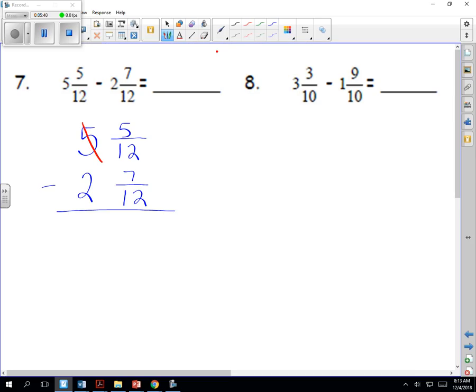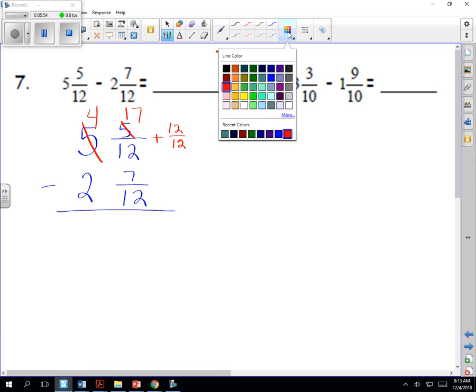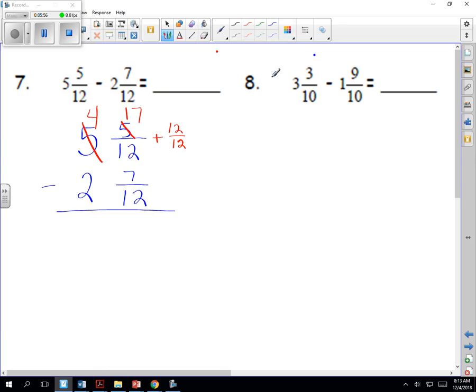We're going to borrow from the 5 and make that a 4. And to get our numerator, technically we are going to add 12 twelfths. And if you recall the shortcut, we just simply add the denominator and the numerator together, and that becomes our new numerator. So now we can subtract. Again, we subtract the whole numbers. 4 minus 2 is 2. 17 minus 7 is 10 twelfths.